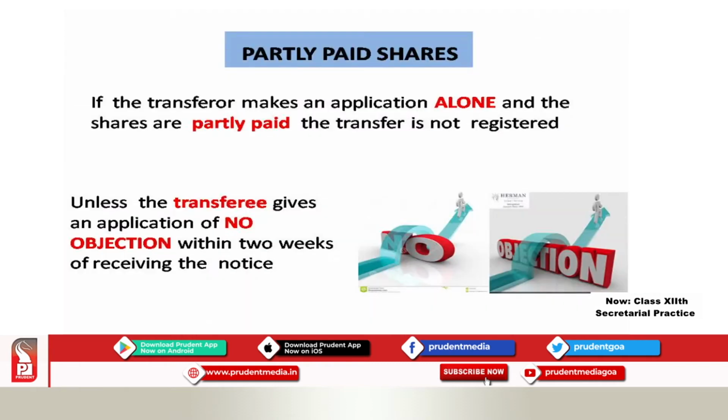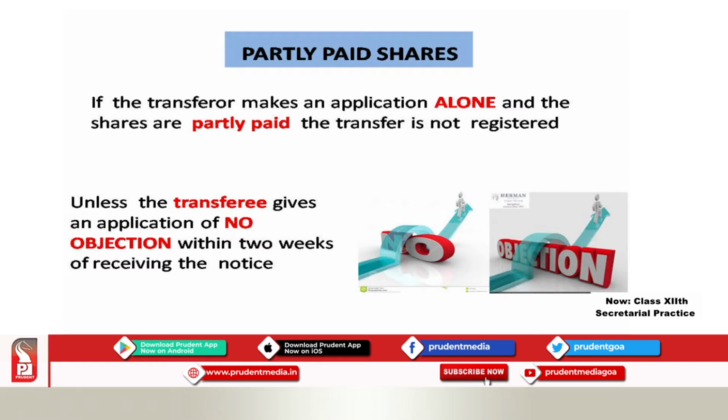Then the second one is, if the transferor makes an application alone and the shares are partly paid up, the transfer is not registered. What this shows you is that when you want to transfer your shares, they have to be fully paid up. But then again, they may consider it if both the parties, transferor and the transferee, go together for transfer of shares, if the transferee has no objection.